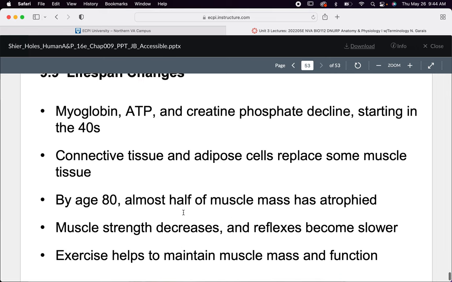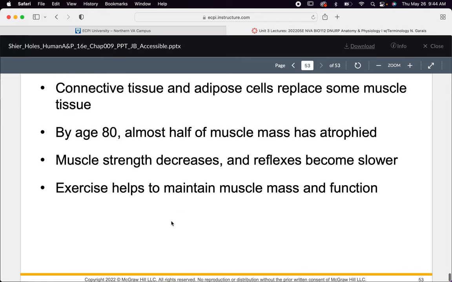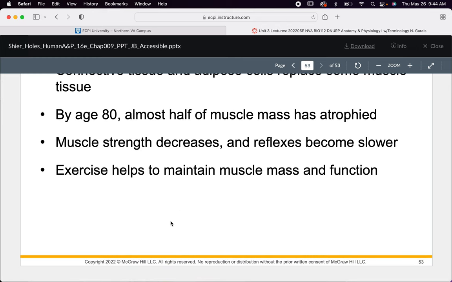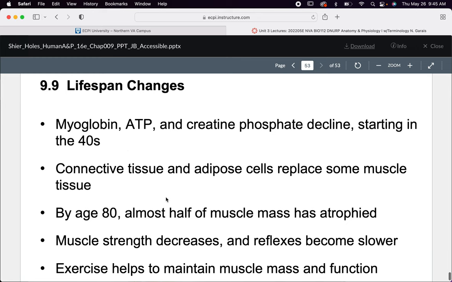Reflexes become slower. But what do you do if you keep on practicing those reflexes? A classic example is Mike Tyson. You guys see Mike Tyson? He is still very scary. Does he have the same muscle strength and speed that he did when he was in his 20s? No, but you could also see what happens to a human being who still trains, and he still definitely trains. Iron Mike will always be scary to me. Exercise helps maintain muscle mass and function and reduce this muscle loss. So these are some nice lifespan changes.